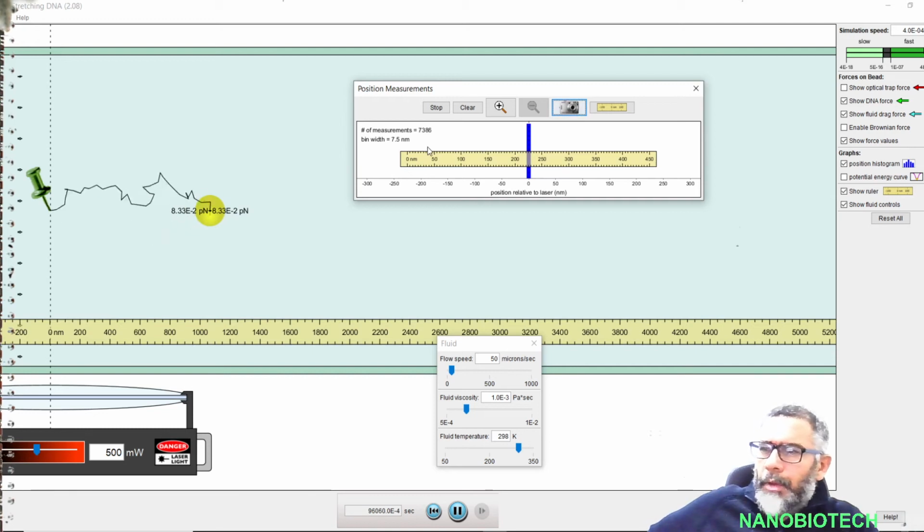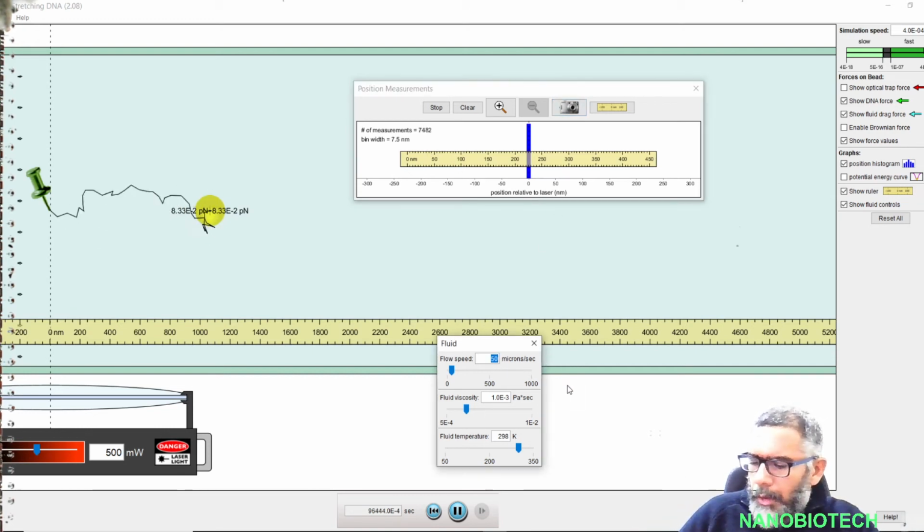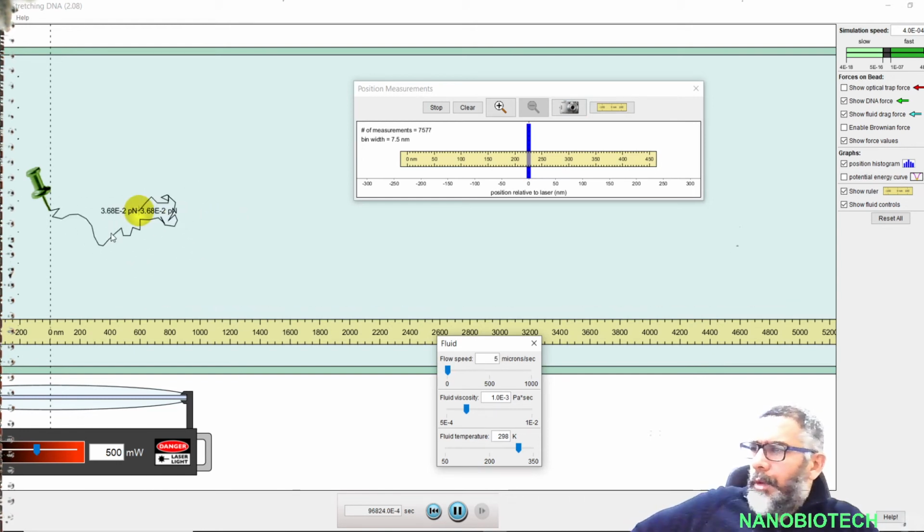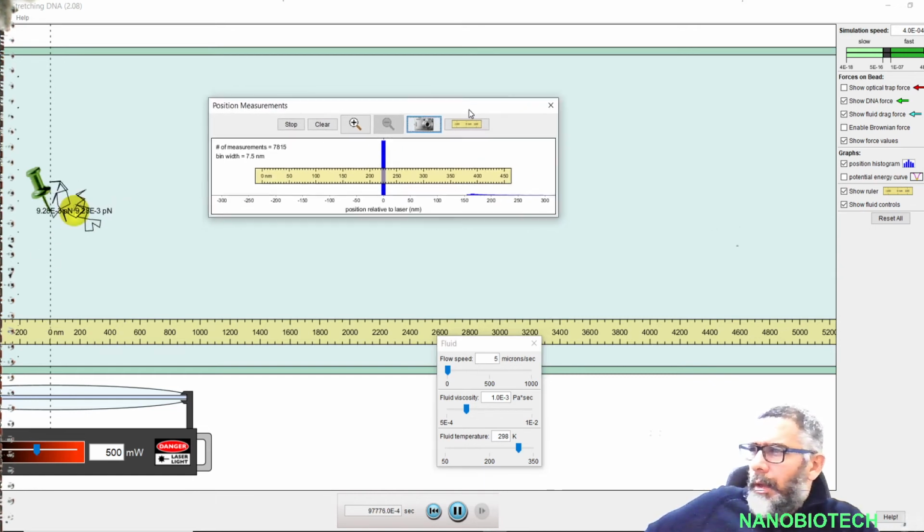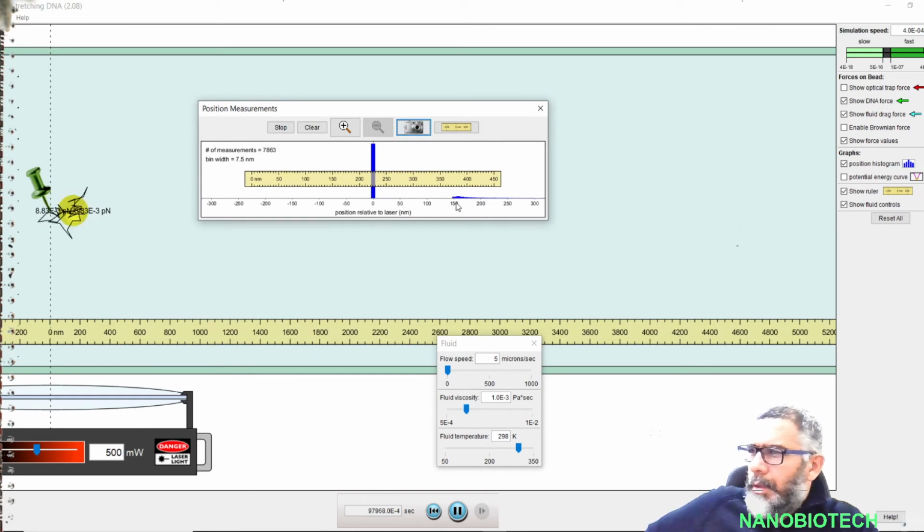Okay, you will see it when you play with it. For example, let's do maybe 5 micron per second. Now the fluid flow is very small. That means the sphere will be pulled by the DNA closer to the origin of your measurements. And let's see what happens over here on the smaller one. Clear it. So it is able to measure now because the sphere is closer to the dashed line.